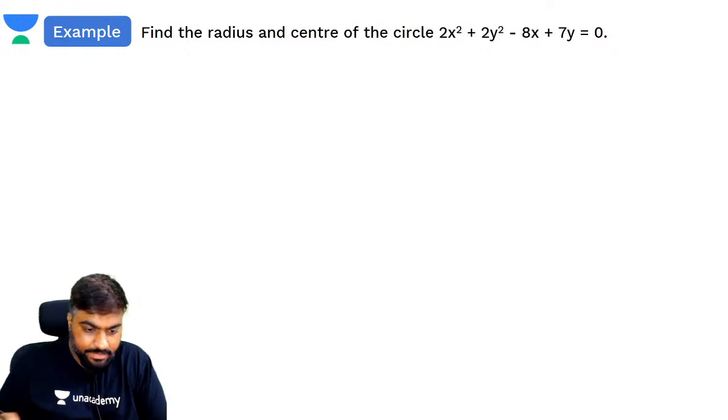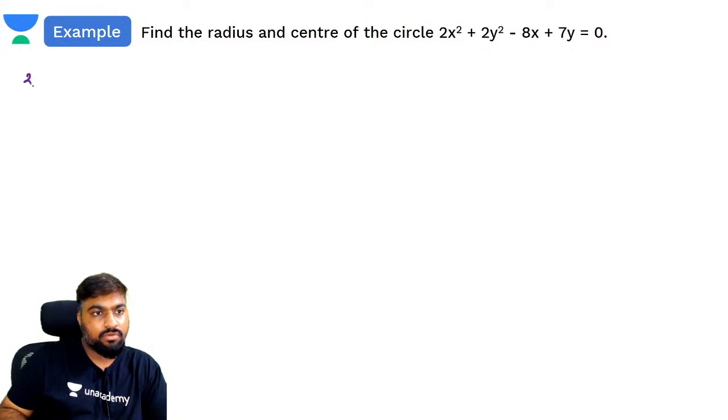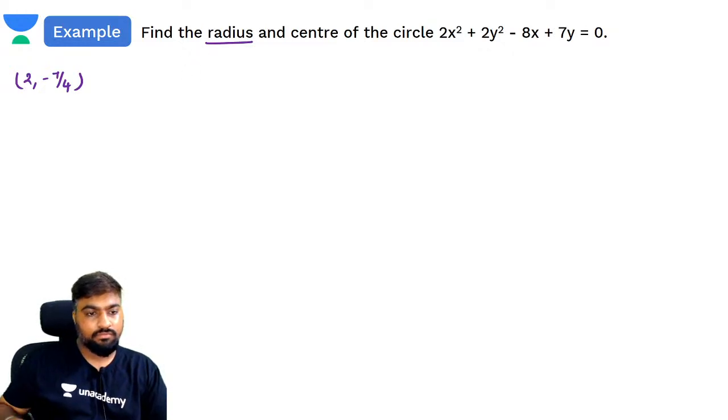Sarmishta says the center is 2 comma minus 7 by 4. Okay. And what about the radius? So what do you do with this given?